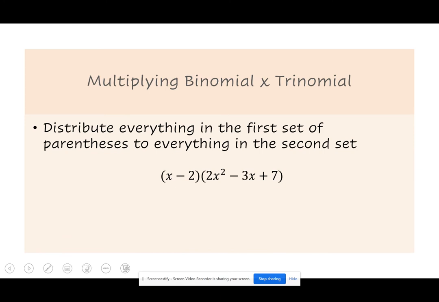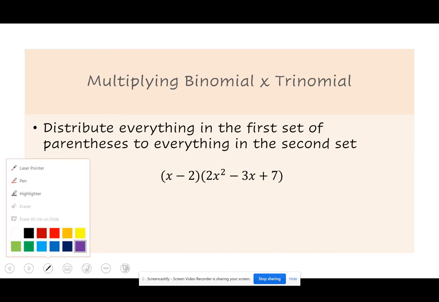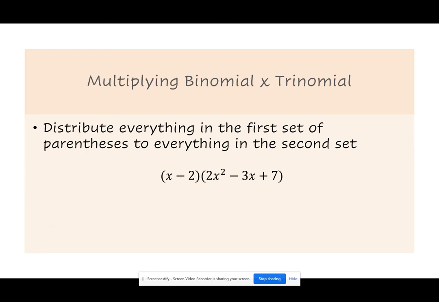But now we're going to look at a binomial times a trinomial. So again, you want to make sure you distribute everything from this set of parentheses to the second set. So we're going to do the x times each one, and then the negative 2 times each one. And I'll show you both methods one more time. So x times 2x squared is 2x cubed. Remember, you add your exponents. X times negative 3x is negative 3x squared. X times 7 is plus 7x.